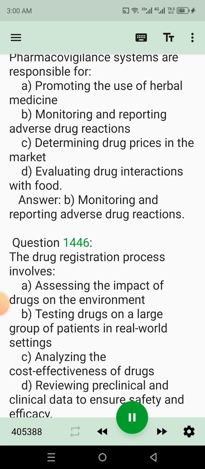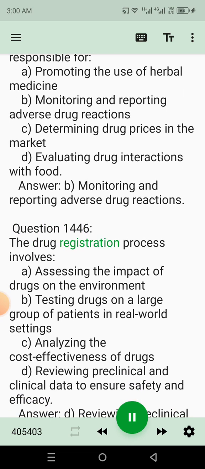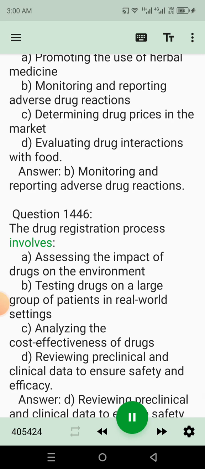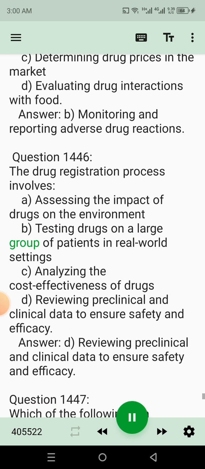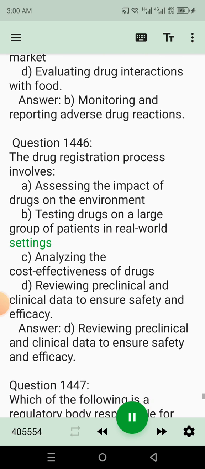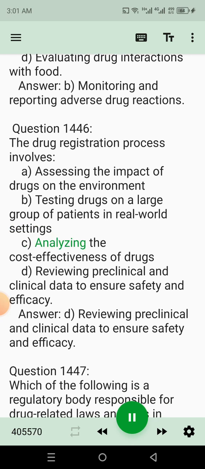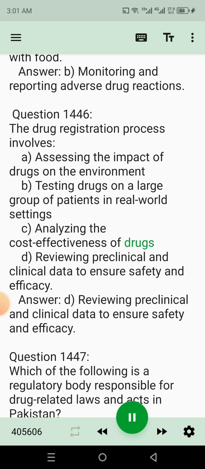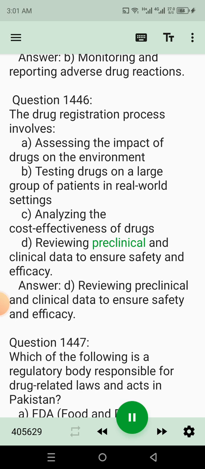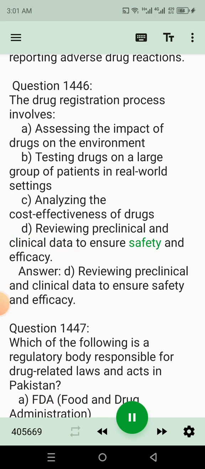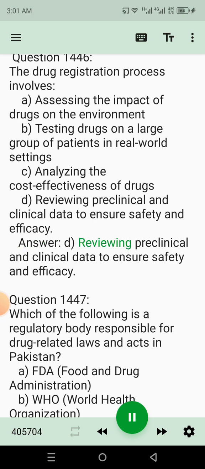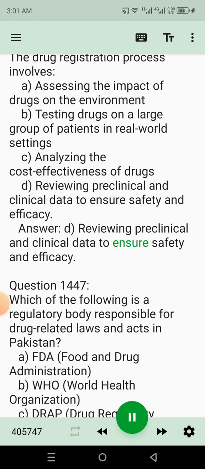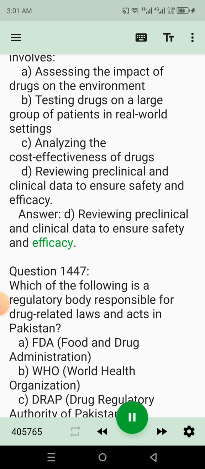Question 1446. The drug registration process involves A. Assessing the impact of drugs on the environment. B. Testing drugs on a large group of patients in real-world settings. C. Analyzing the cost-effectiveness of drugs. D. Reviewing preclinical and clinical data to ensure safety and efficacy. Answer. D. Reviewing preclinical and clinical data to ensure safety and efficacy.